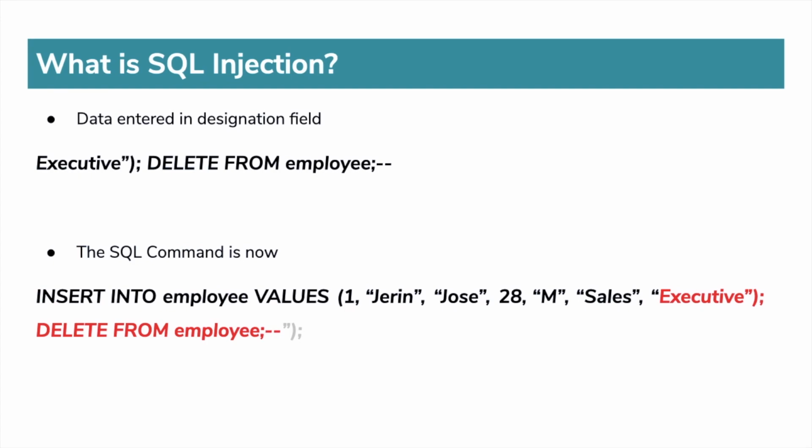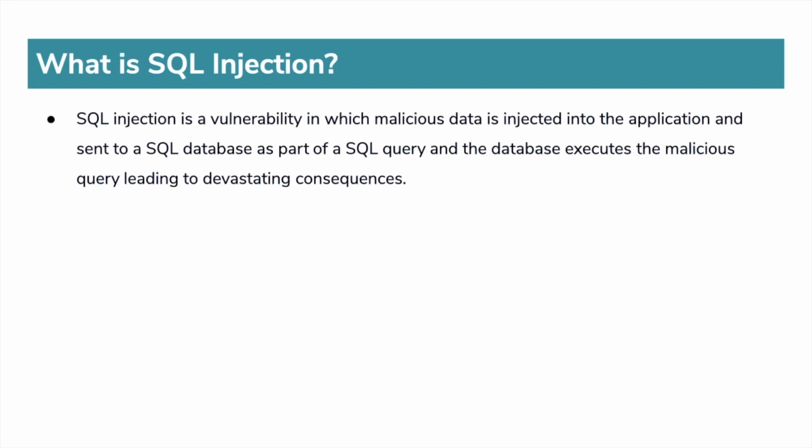Okay, so what I'm basically trying to say is that SQL injection is a vulnerability in which malicious data from the user, which in this case would be the hacker, is injected into the application and sent to an SQL database as part of an SQL query. Like we saw in the previous example, right? The malicious data is sent to the SQL database as part of an SQL query, and the database executes that malicious query, leading to devastating consequences, right? In the previous example, deletion of data from the table, right? So that basically is what SQL injection is.